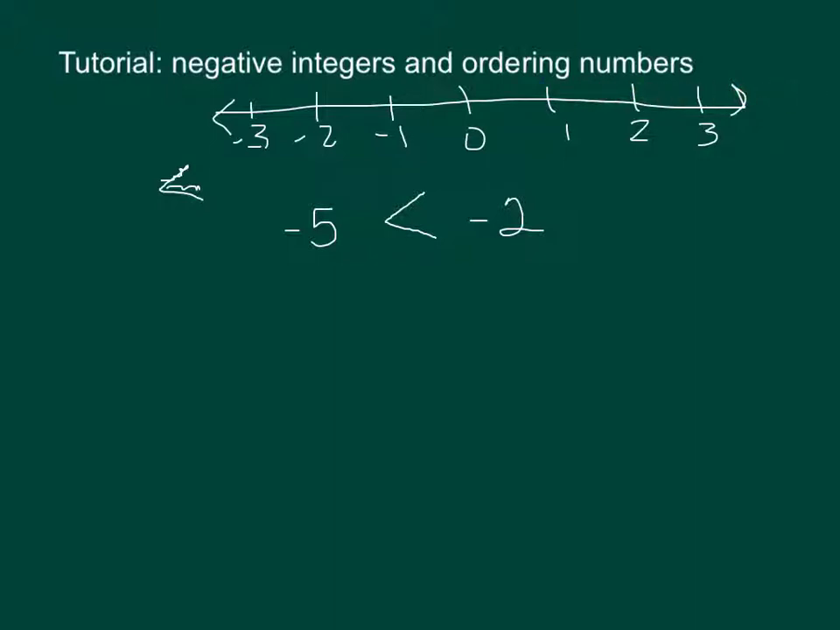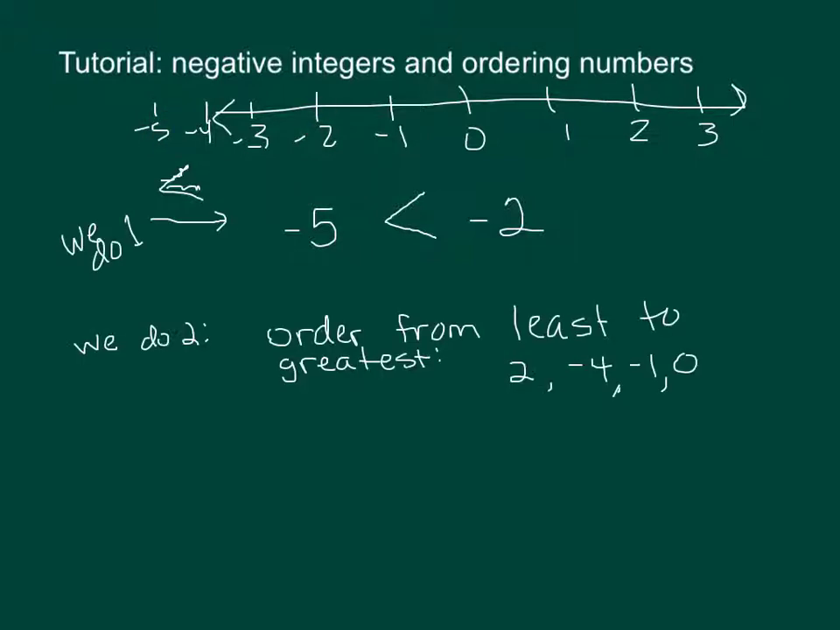Well, it's still the same thing. You would have -4 and -5 over here. -5 is here, -2 is here, and the further you go this way, it's still greater. The further you go this way is less. So -5 is less than -2. It's worse than -2. So that was we do 1. Let's take a look at we do 2.